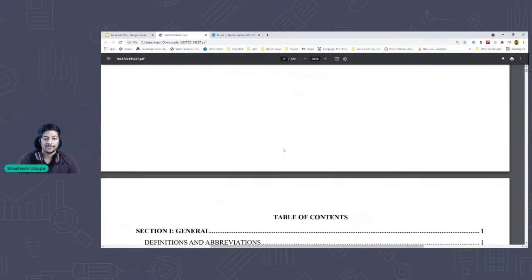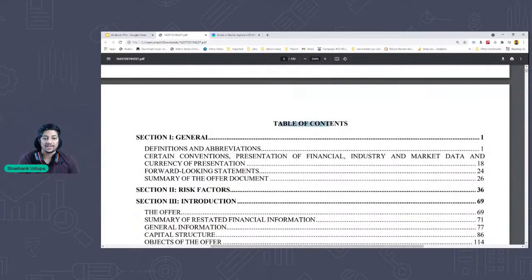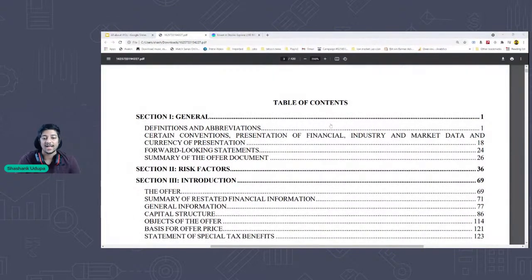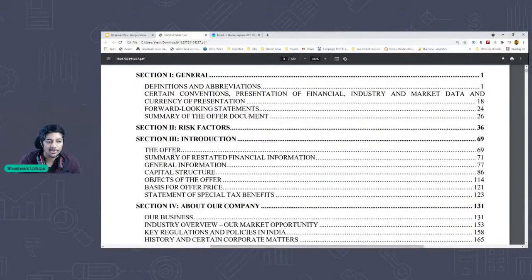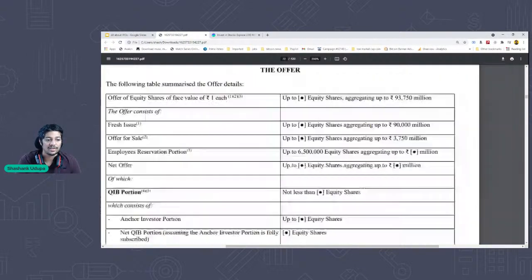Now let's go down to the table of contents. This is very important because here we will understand everything about the IPO. When somebody releases an IPO document like this, the first thing I want to know is, boss, what is there in this IPO? Show me, right? What is this IPO? So the first thing you need to go to is this thing called the offer. Can you see this section 3, introduction, offer, page 69? You just click on this offer, you'll directly go down. And this is how the offer looks.